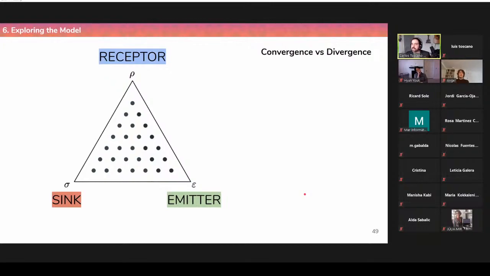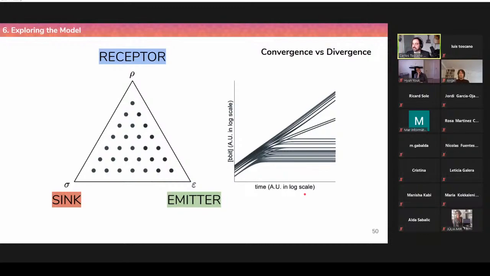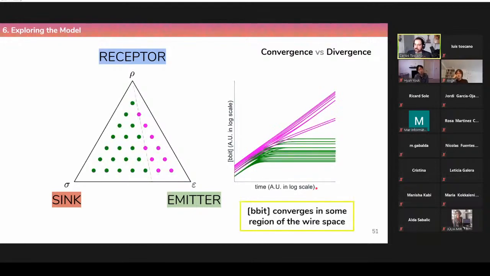So if we homogeneously distribute some points, each of them representing a unique combination of emitter, receptor, and zinc strain, and we run some simulations, we can appreciate that some of the BioBit concentration time traces reach equilibrium, whereas others tend to diverge. So if we review where these cultures are, we see that all the cultures that are associated with convergent BioBit concentration and reach equilibrium are placed in a specific place of the triangle, whereas others are in another specific place of the triangle. So let's focus on the convergent trajectories.